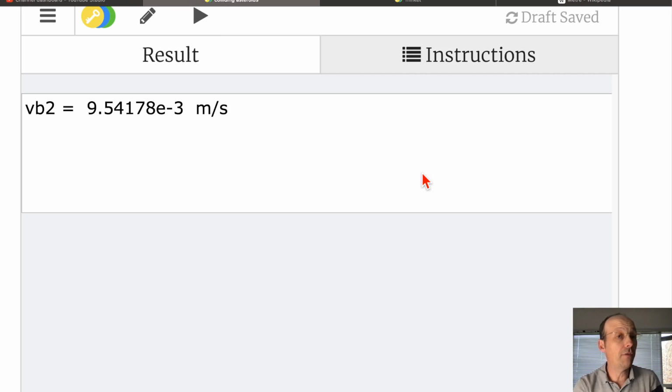Okay, so I get 9.5 times 10 to the negative 30 meters per second, which is not very fast. That's like 9 millimeters per second. Really, really slow. Okay, let's go back and check the units, and then let's do this problem again.